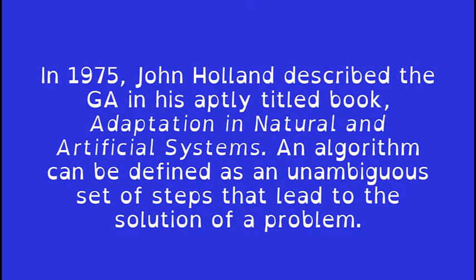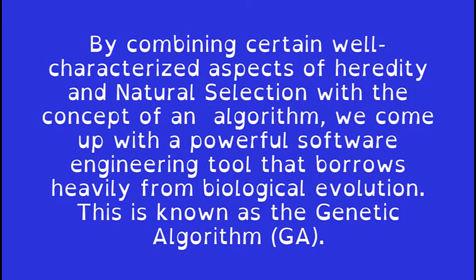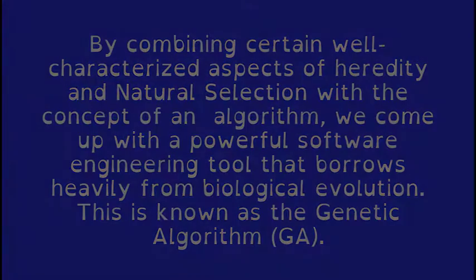An algorithm can be defined as an unambiguous set of steps that lead to the solution of a problem. By combining certain well-characterized aspects of heredity and natural selection with the concept of an algorithm, we come up with a powerful software engineering tool that borrows heavily from biological evolution. This is known as the genetic algorithm, GA.